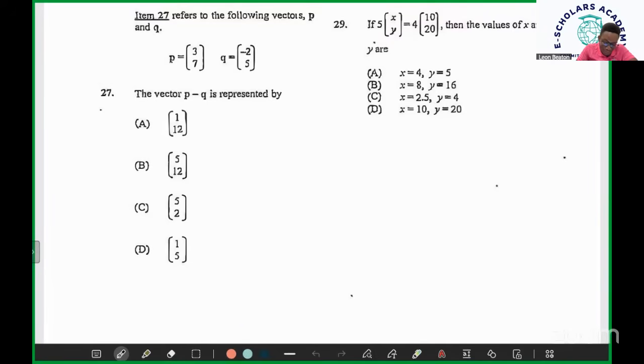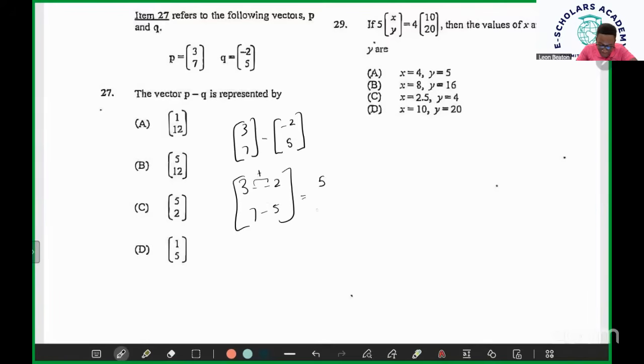So P minus Q, they came easy for this one. This is simply (3, 7) minus (-2, 5). So this would be 3 minus negative 2 and 7 minus 5. 3 minus negative 2 will turn to 3 plus 2, which is 5, and 7 minus 5 is 2. So (5, 2), which is C.